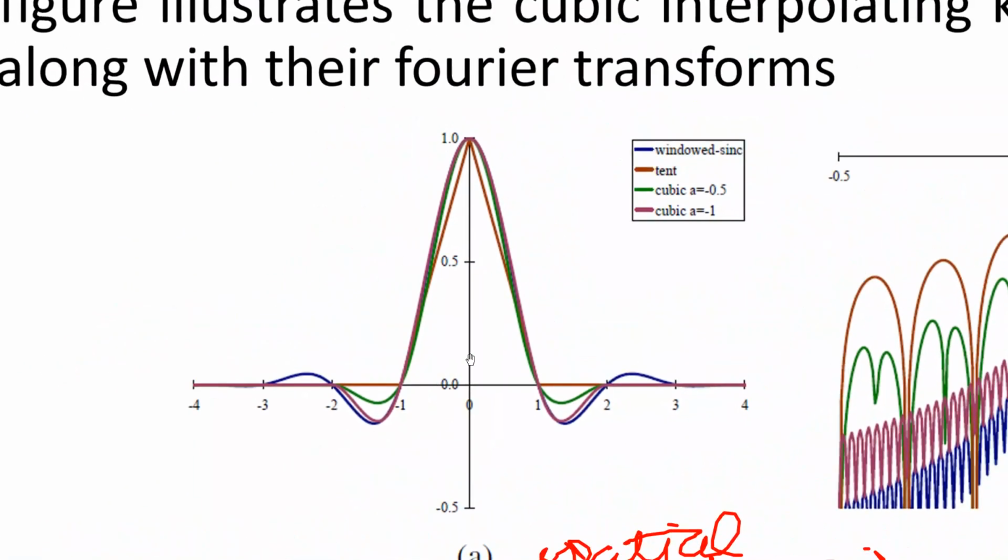Look at image A very carefully. We have all the three kernels which were discussed earlier. We know, right? Tent is nothing but linear. The linear interpolation is named as tent, and the cubic interpolation with the two values A equal to minus 1, A equal to minus 0.5, and windowed sinc is one more interpolation kernel. So three types of interpolation kernel are mapped in the spatial domain. Spatial domain means a normal human view, and frequency domain is the one which is suitable for processing the images.